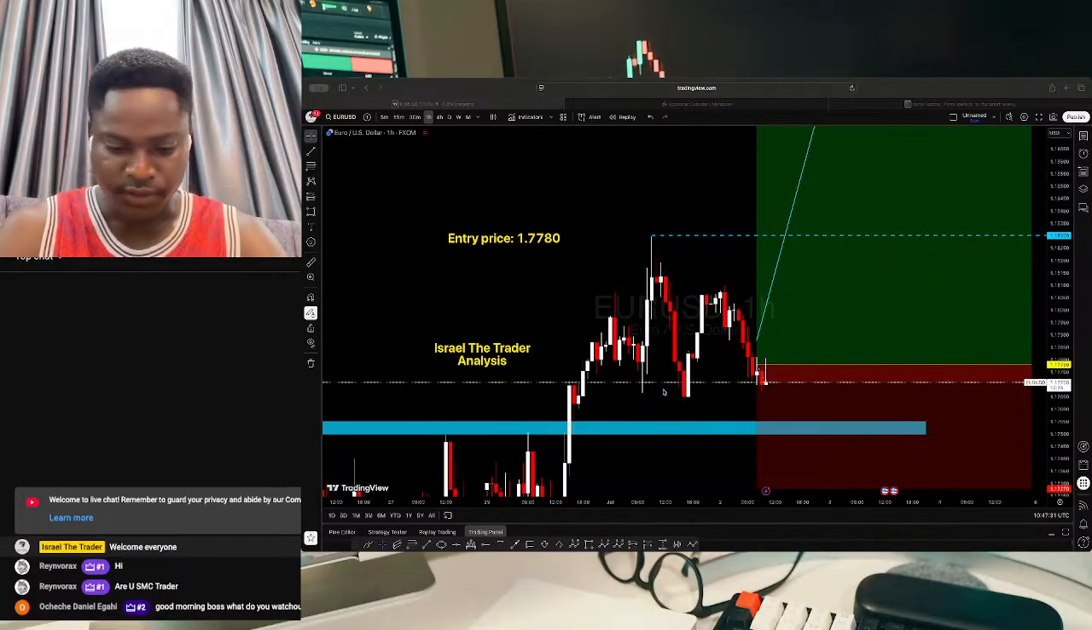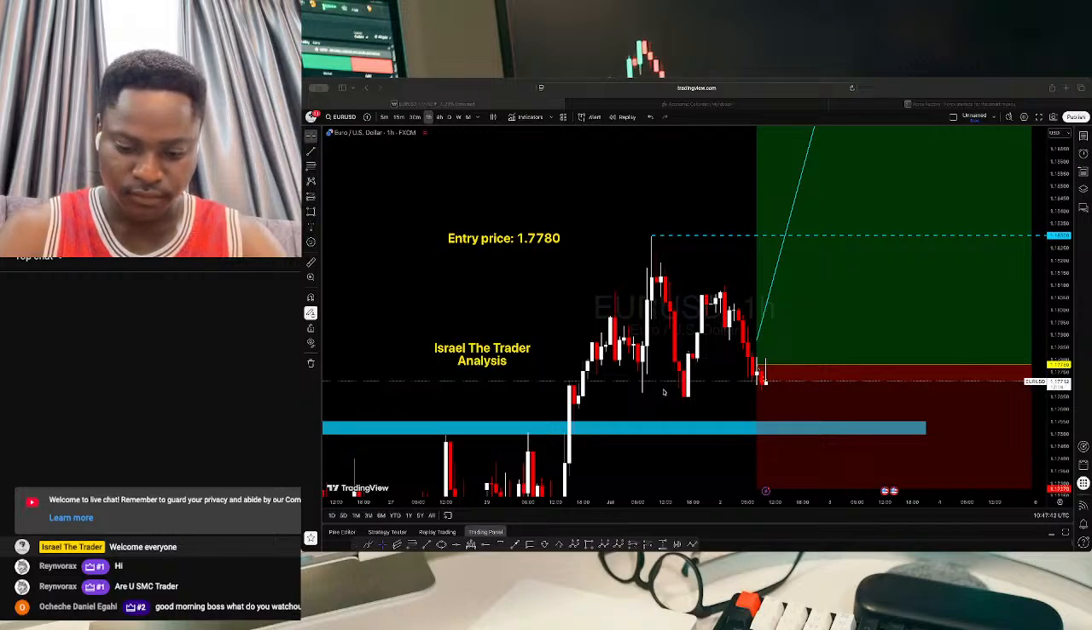So I'm trying to check something, guys. So yeah, still holding this Euro USD. I'm not actually getting out of it any moment from now. I'm not getting out yet, so still holding at the moment.